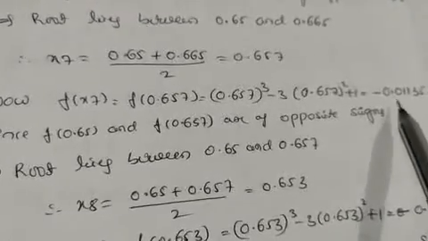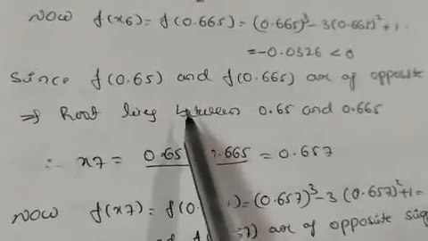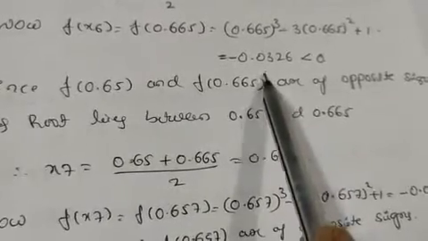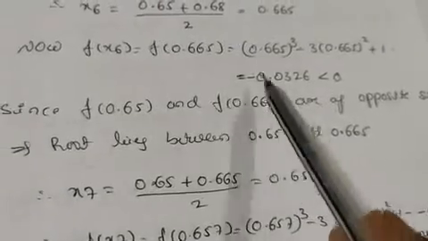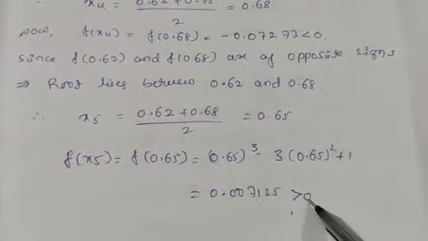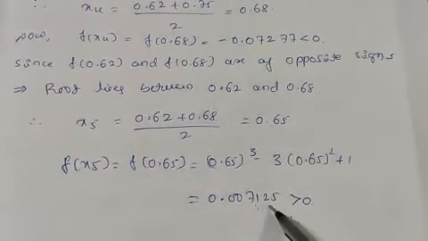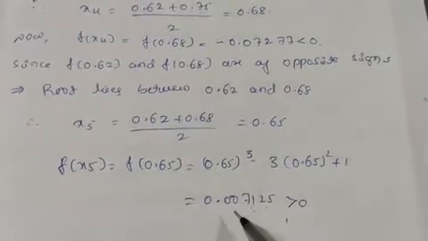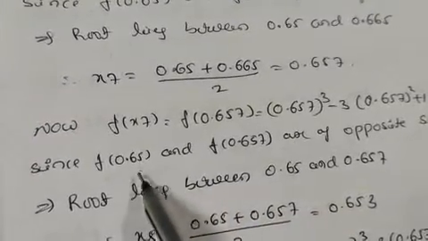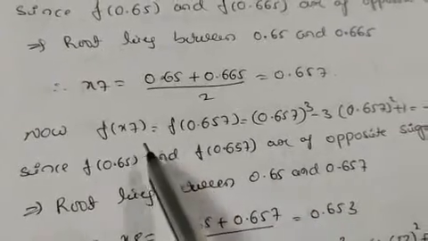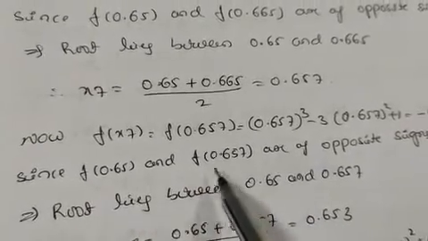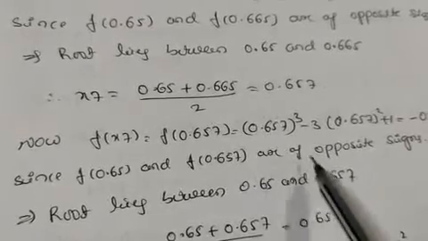So f of x7 is negative, and f of x6 is also negative. Don't take these two values because both are negative. Before this you have to check f of x5. We have seen that f of x5 is positive. Therefore the root lies between x5 and x7, that is, between 0.65 and 0.657, because f of 0.65 is positive and f of 0.657 is negative.